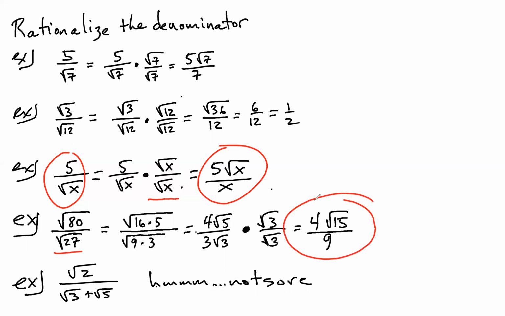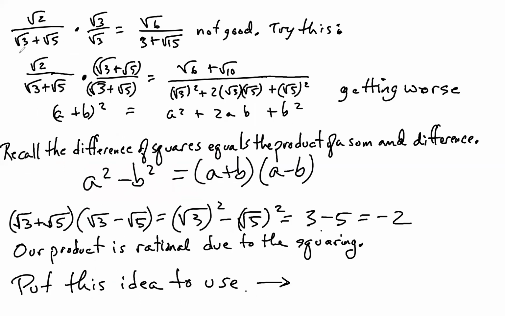But now, if you notice, all the denominators have one term. What happens when I have 2? Let's see what happens. Well, I have radical 3 plus radical 5. Let's try multiplying by radical 3 over radical 3. That's 1. That gives me radical 6 upstairs, and then I get radical 3 times radical 3 is 3. Radical 5 times radical 3 is radical 15. I still have a radical in my denominator, so that's not good. Let's try something else. How about if I multiply it by itself? Well, that turns into a big mess that's even worse.